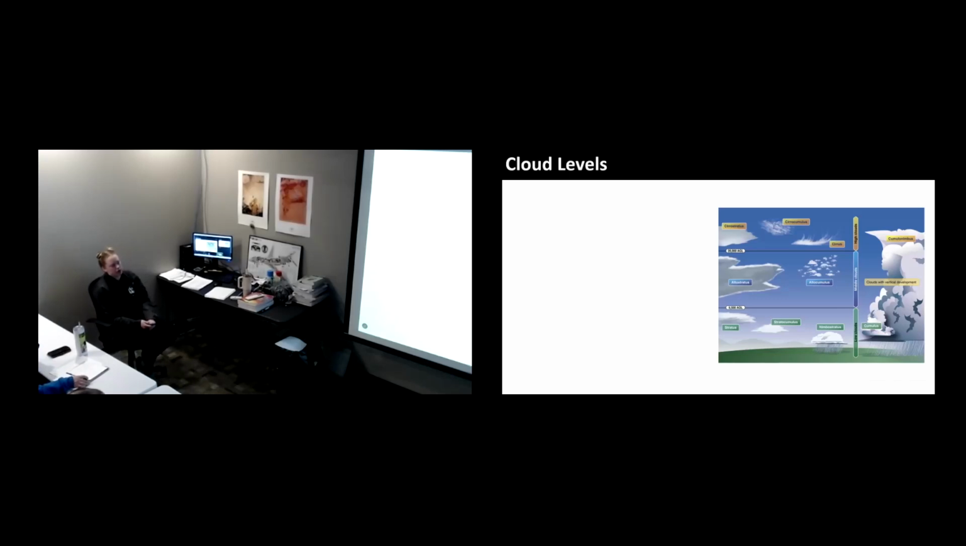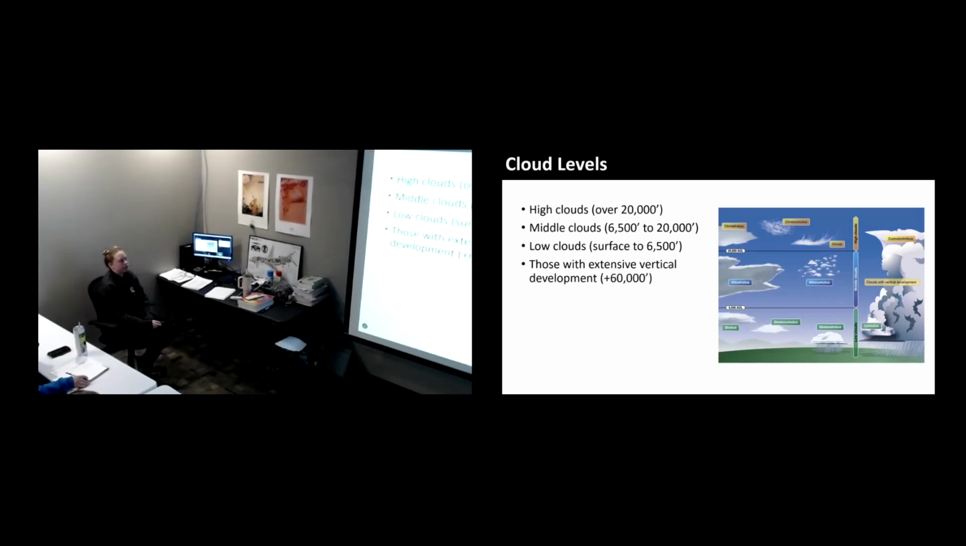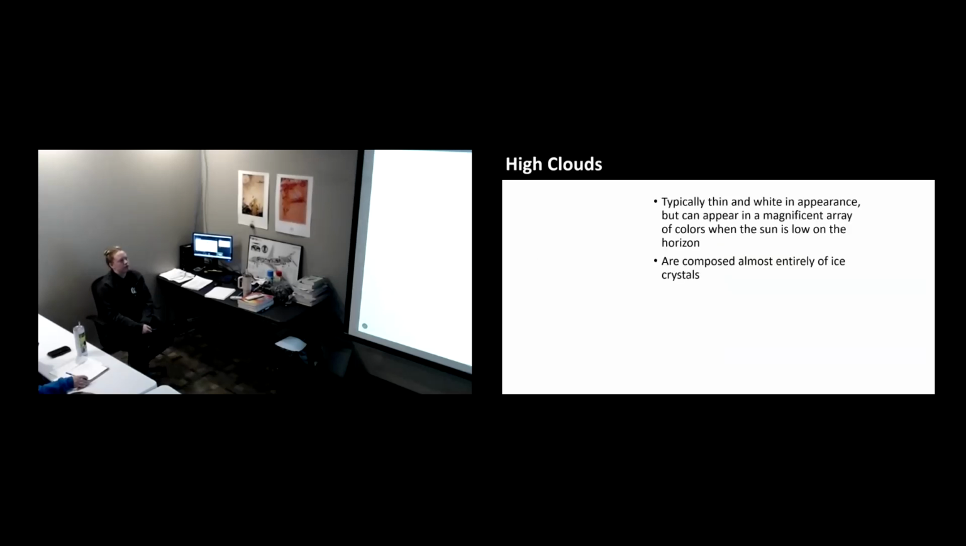Okay, then we also got some altostratus, altocumulus, but we're just focused on the four main ones. High clouds, you don't need to know this, but high clouds are over 20,000 feet. Middle clouds are 6.5 to 20,000, and low clouds are surface to 6.5. High clouds in general are typically white and thin. They can have all those colors.